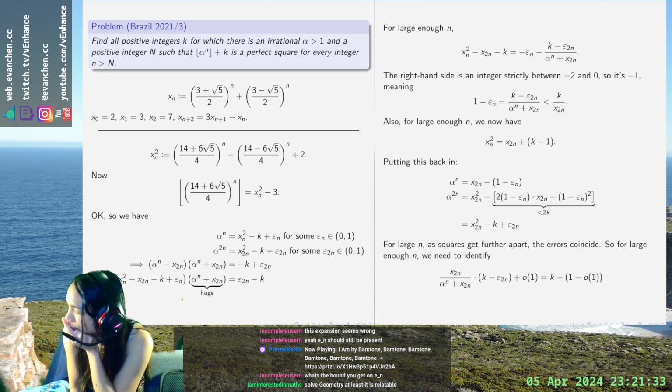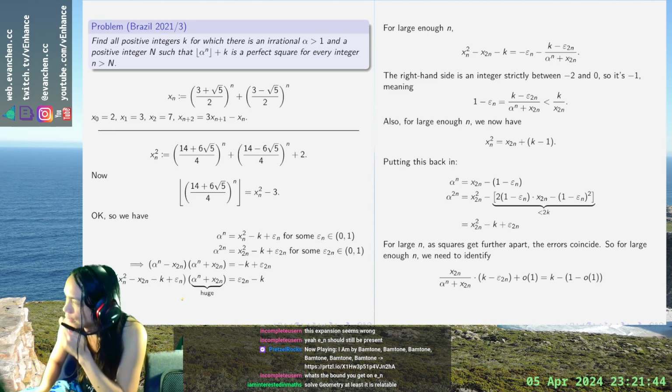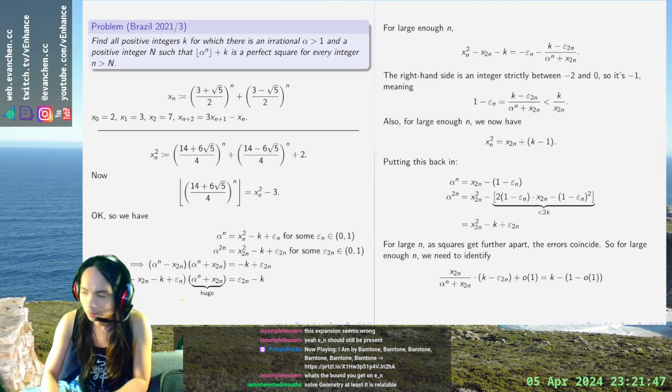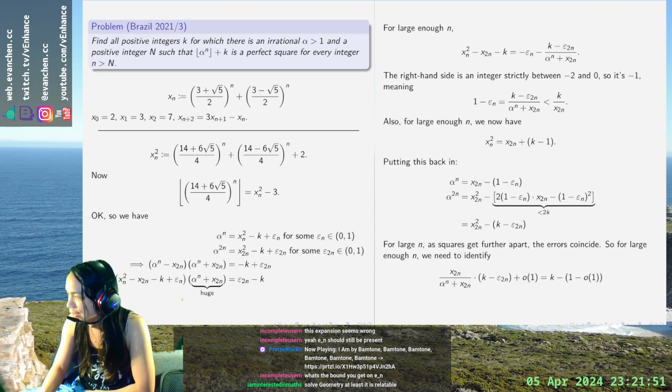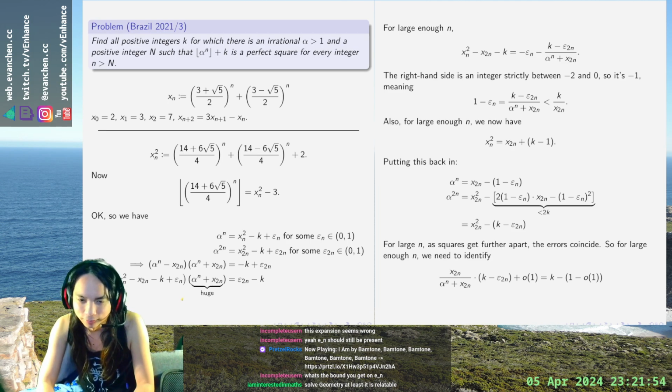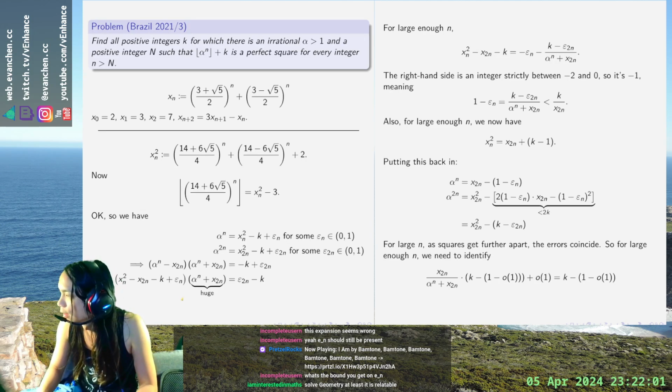Is that bad? I think little O of 1 is fine, right? So this epsilon 2n is also 1 minus little O of 1, plus little O of 1. This is k, k. And this thing here will be very, very close to 1/2. I got swindled. Something's wrong.